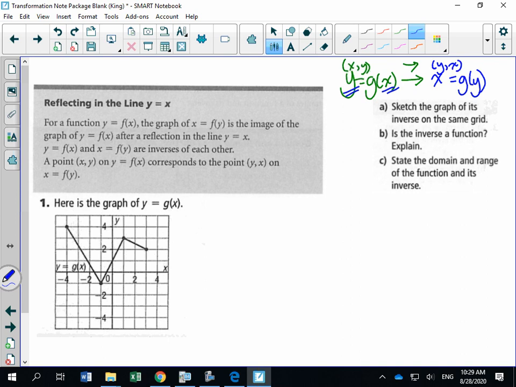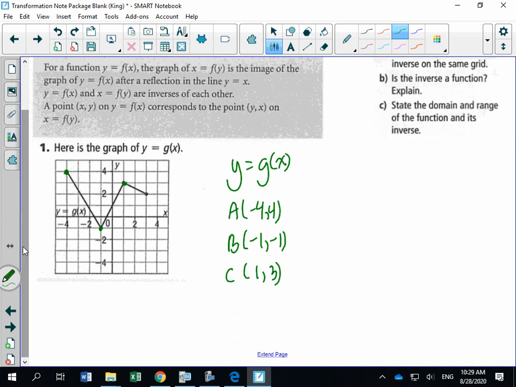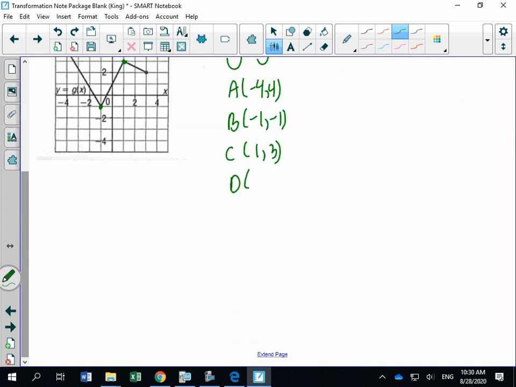Okay, so let's take points from our original graph, y is equal to g of x. Let's take these points here. We'll call that A is at negative 4, 4. B is going to be at negative 1, negative 1. C is going to be at 1 comma 3, so this guy here. And D is going to be at 3 comma 2.